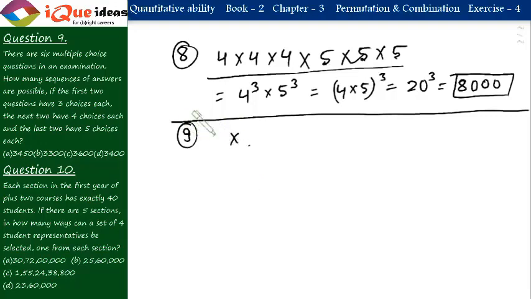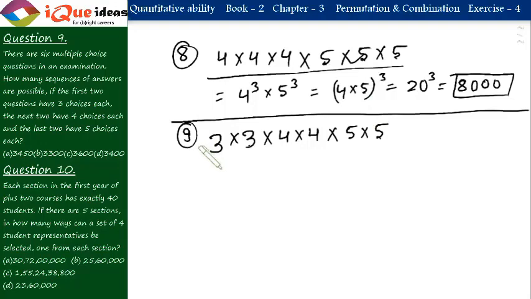The first 2 questions have 3 choices each. So first 2 questions can be answered in 3 ways each, multiplied by. The next 2 questions have 4 choices each. So each of them can be answered in 4 and 4 ways. Then the next 2 questions have 5 choices each. So these 2 questions can be answered in 5 and 5 ways. Alright, so just multiply them.